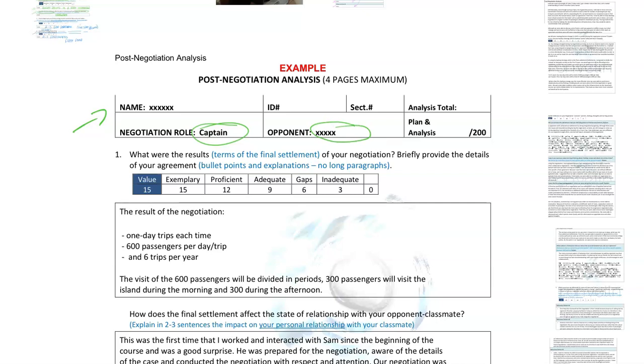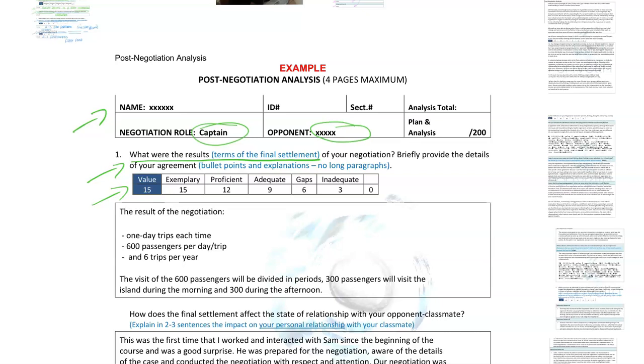We keep everything intact like we do with the plan. As was mentioned in the previous part of this video, of course, we keep the questions intact. We don't delete these. We keep the marking grids, all that kind of stuff. And we see here, if we look at the first question, what were the results, right? The terms of the final settlement. In this particular case, there were 3 main elements.